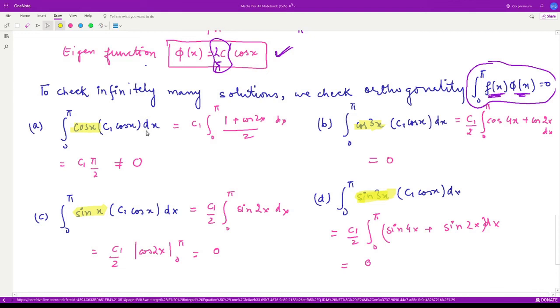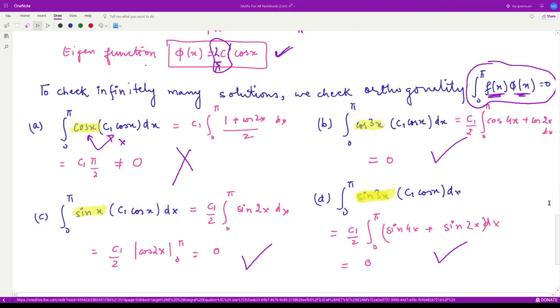When you solve the first integration, you will get the answer c1 pi by 2, or simply c1. So it would not be 0. So for this we do not have infinitely many solutions, because this function is not orthogonal to this. They are not orthogonal to each other. Whereas in case B, while performing the integration, we have 0. Here also we have 0, and here also we have 0. So you can clearly see that the given f(x) is orthogonal to our eigenfunction. So this is the correct option, this is the correct option, and this is also a correct option.